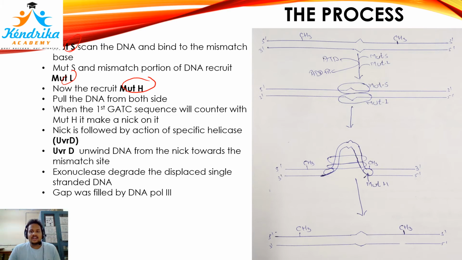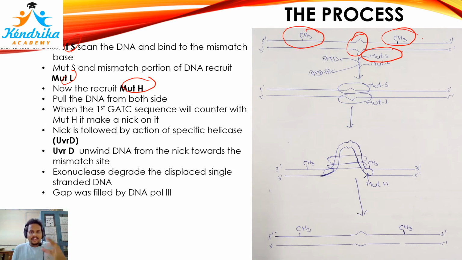So first, what happened: mut-S will come first. Its role is that it has to scan the DNA to find the proper mismatch, where the mismatch is. If there is a mismatch, it means there is a lesion in the DNA. Clear? So you can see here this lesion, and in this case there is a CH3 here in the GATC sequence. So mut-S will search the DNA to find the lesion.